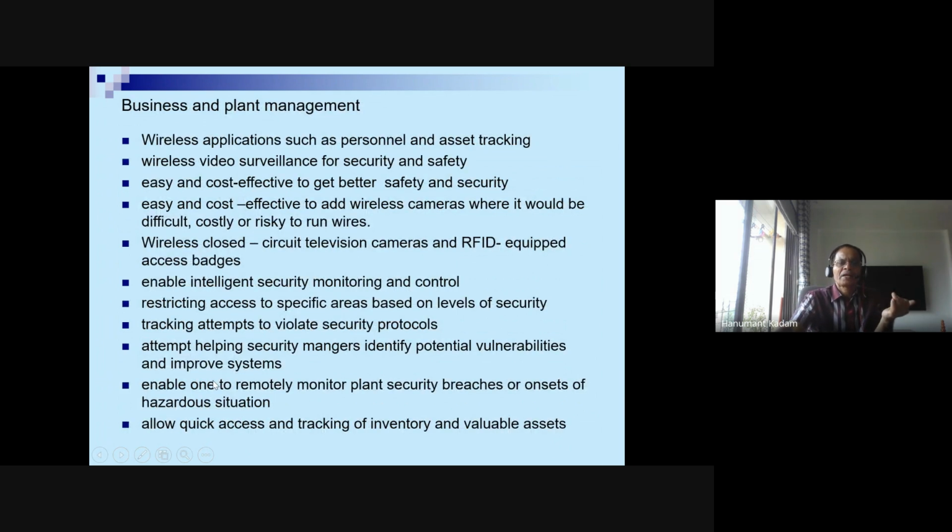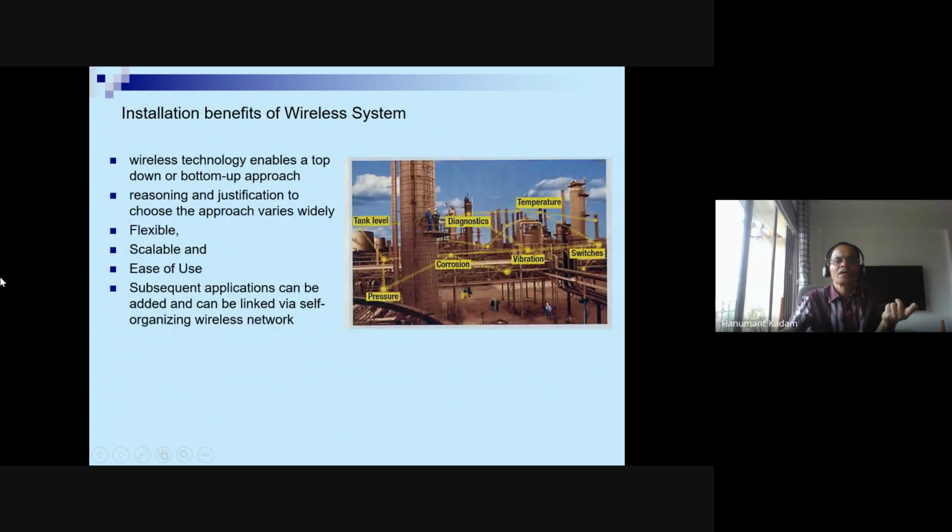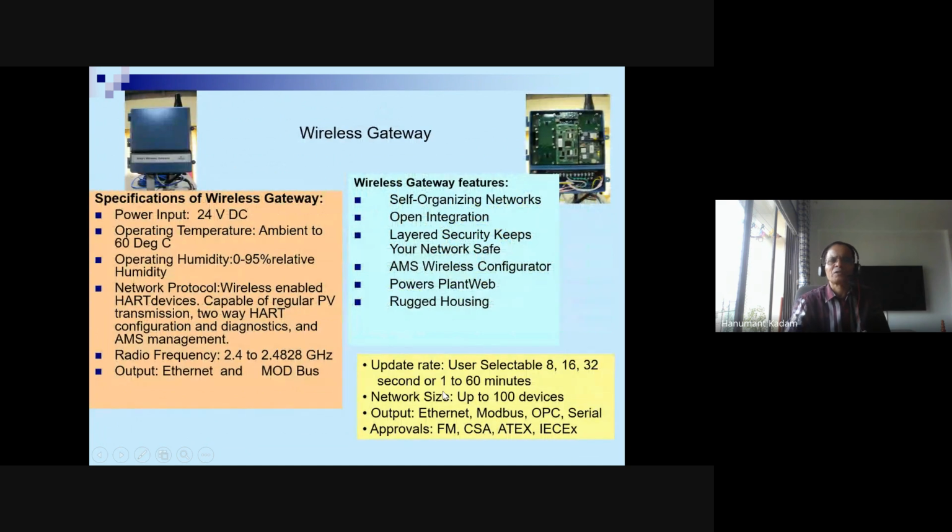These are business and plant management related benefits. Installation benefits of wireless systems. What are the benefits of this? Wireless technology enables top down and bottom up operation. So you can see here tank level, diagnostics, temperature, all these devices I have explained to you. Now I am explaining actual devices.